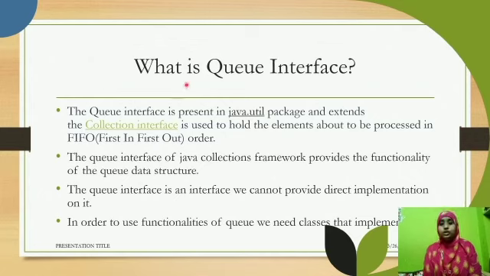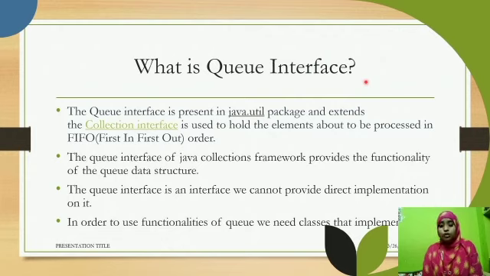Queue interface. What is queue interface? Queue interface is extended from java.util package. As we all know that collection consists of four interfaces. Number 1, list. Number 2, set. Number 3, queue. Number 4, map. Here queue is extended from the collection.